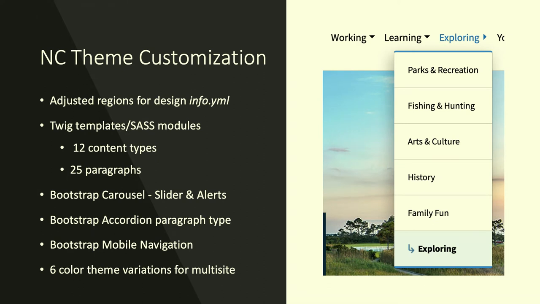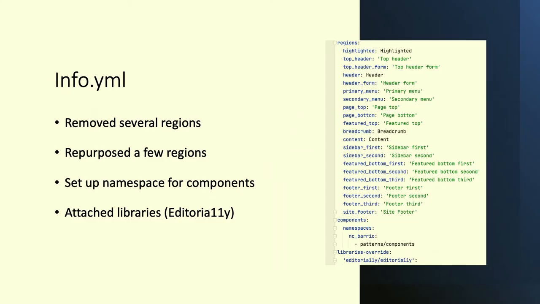And then we also had to set up six color theme variations for our multi-site instance. So when we went into the info YAML, as part of the initial configuration, we removed a couple of the regions, repurposed a couple of the regions, set up a namespace for our templates, and then attached libraries. One of the libraries that we're using, kind of a freebie, is Editoria11y. Is anybody familiar with that? If accessibility is a big issue for you, our designer introduced us to Editoria11y, which will do a check on the page for the editors. It's just really nice, so it might be worth checking out.